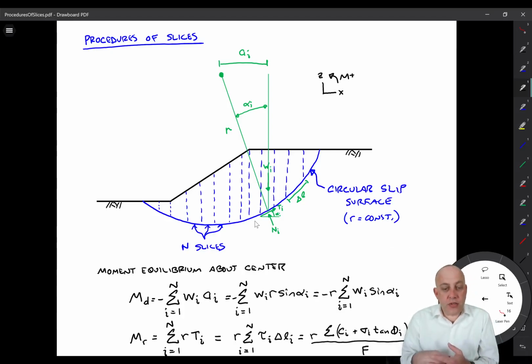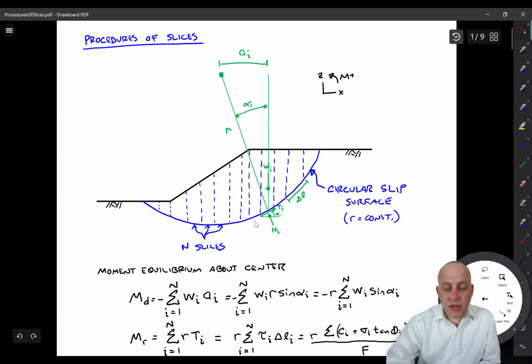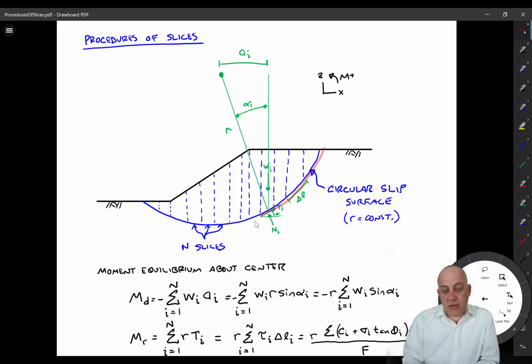Right, this lecture will cover the procedure of slices, which is the most common way that slope stability is analyzed today using computer solutions. So what we'll do is start with a circular slip surface. You could use the procedure of slices with non-circular slip surfaces too, but usually we do circular, and I'll just stick with that for this derivation. But it's easy to extend it to other types of surfaces.